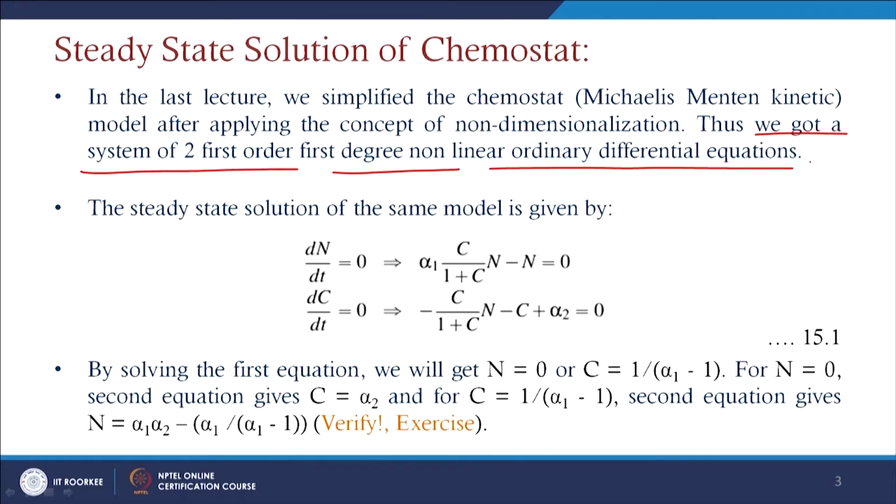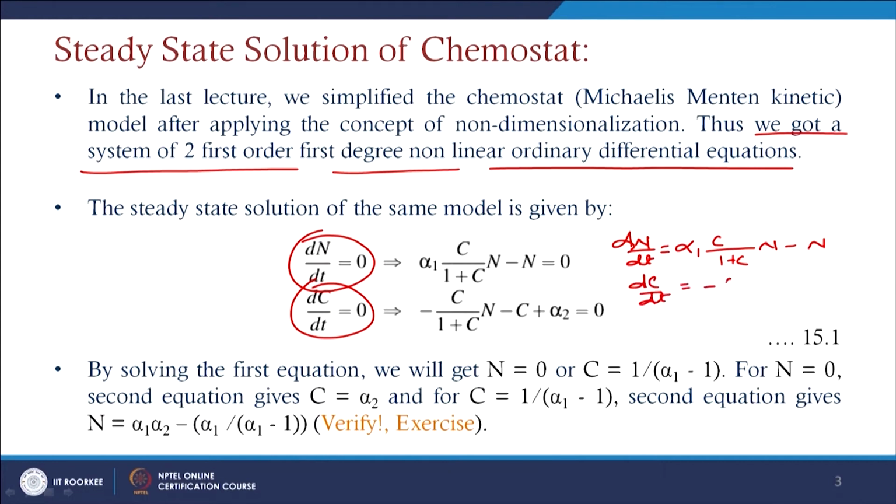These two equations, especially if we go for a steady state solution of them, can be written as dn by dt equals 0 and dc by dt equals 0. And obviously after non-dimensionalization the equations have been reduced as dn by dt equals alpha 1 c by 1 plus c n minus n, and also dc by dt is written as minus c by 1 plus c n minus c plus alpha 2.